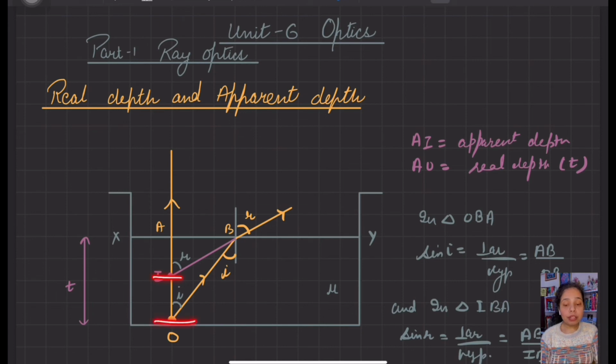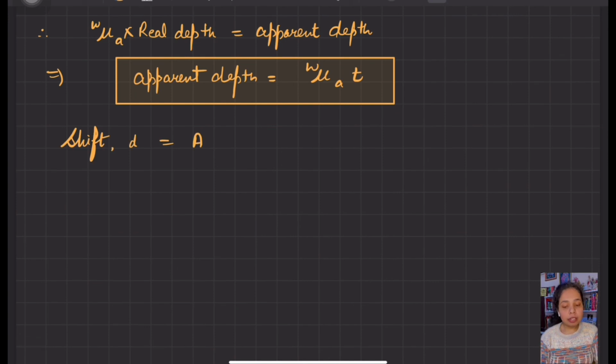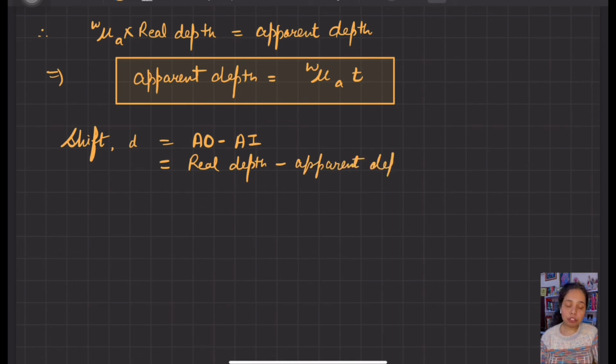Now we need to find the value of the apparent shift. So OI is the apparent shift, that is AO minus AI is the shift which is represented by small d. So real depth minus apparent depth gives us the shift in the position of the object. It is equal to d is equal to t minus, and substituting the value of apparent depth, that is t into mu WA.